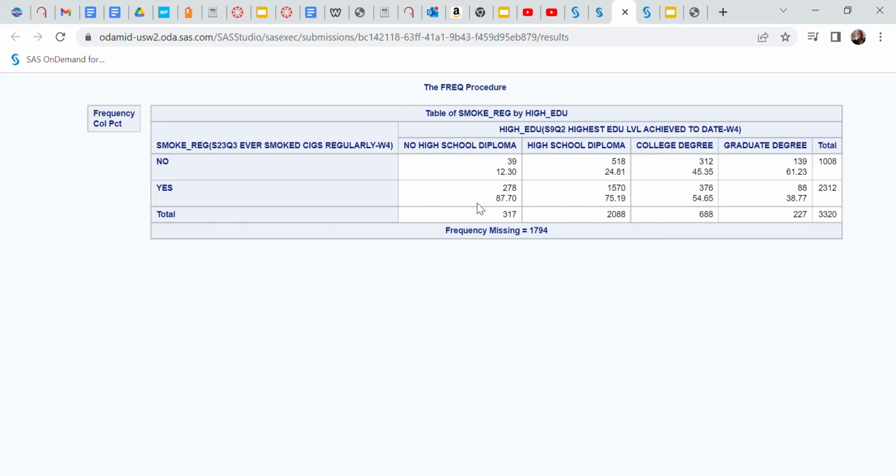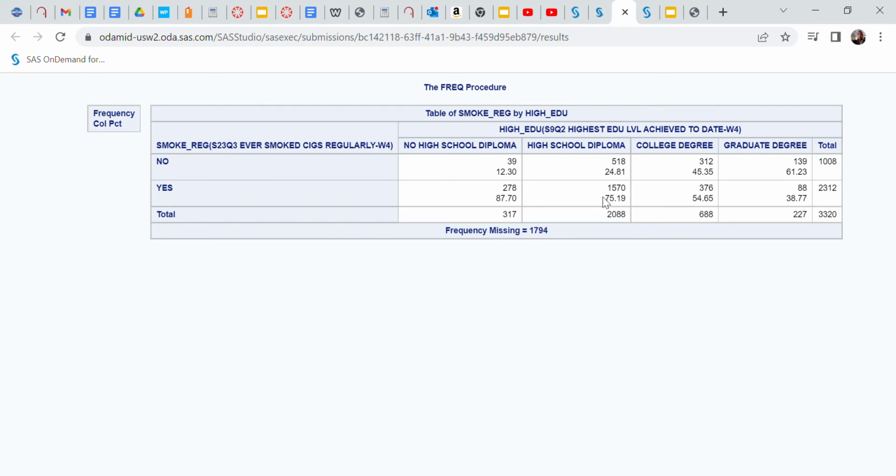So what it's saying, if there's association, that means that there's a difference between the different education levels and who smokes regularly and who does not. No association means it's the same across the board. People, whatever education level you have, you smoke the same way, or it's distributed the same way. So if we look here, people who do not have a high school degree, about 87% of them smoke regularly, 12 don't. Okay, cool.